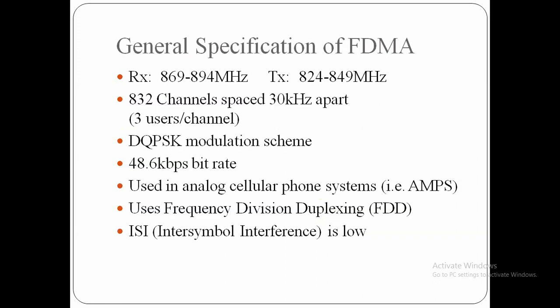These are some general specifications of FDMA. The receiver side is 869 to 894 megahertz. For the transmitter side, we need 824 to 849 megahertz. There are 832 channels spaced 30 kilohertz apart, with 3 users per channel. It uses frequency division duplexing, FDD, and the intersymbol interference is very low. That is the specification for FDMA.